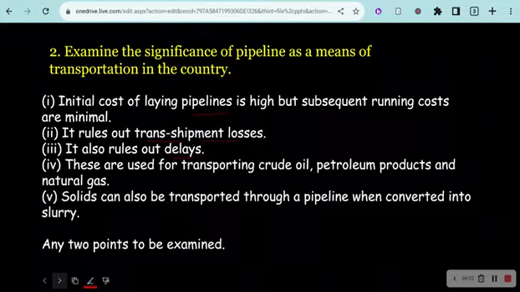Pipelines are used for transporting crude oil, petroleum, and natural gas. These are fossil fuels, and we cannot openly take them, we need to handle them very carefully. So through pipelines these kinds of fossil fuels are carried. Even solids can be transported through a pipeline when they are converted to slurry, like sludge. We are not transporting human beings, we are transporting such kinds of things.